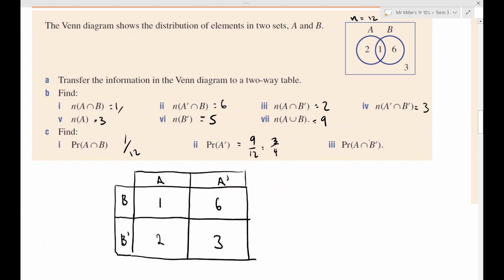Okay, and the probability of A intersect not B. So A and not B. What is A and not B? That's going to be just this region here. This crescent moon shape. Well, there's 2 elements there. So that's going to be 2 out of 12, which we can simplify to 1 over 6. But again, we'll give both answers. Okay, done.